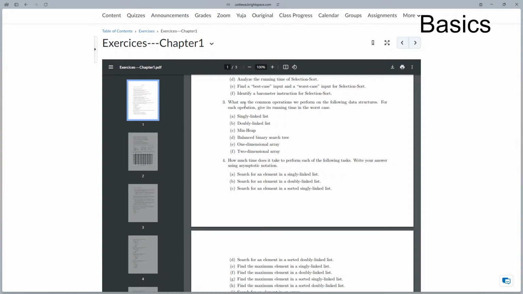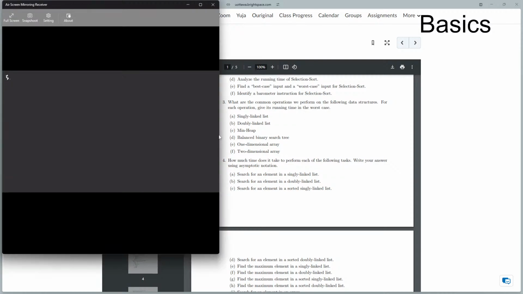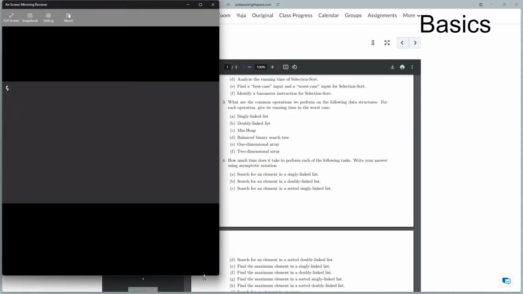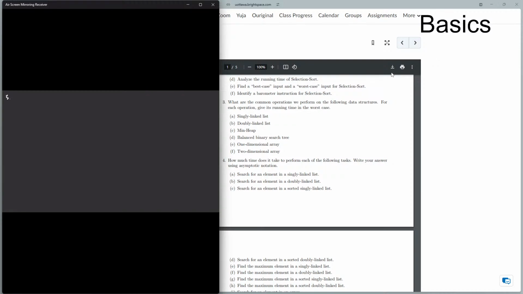So I think I'll minimize this because it's actually pretty doable from my screen this way. Actually, should I download this somehow? No, that's pretty dumb.